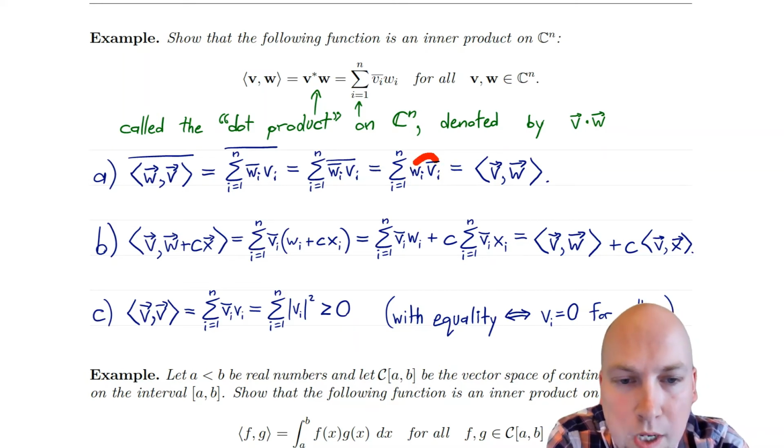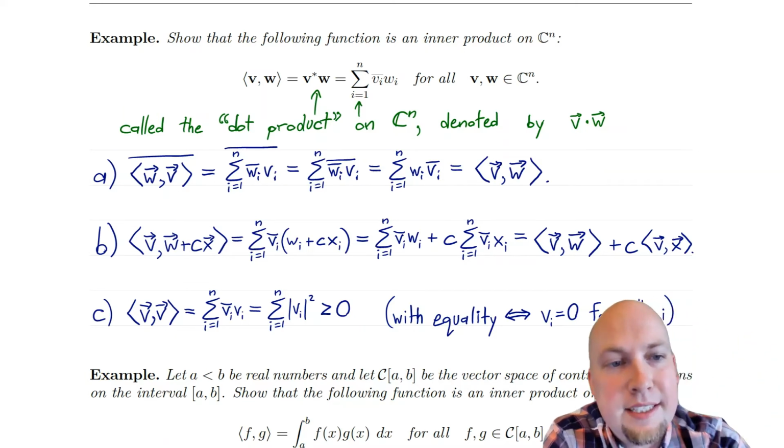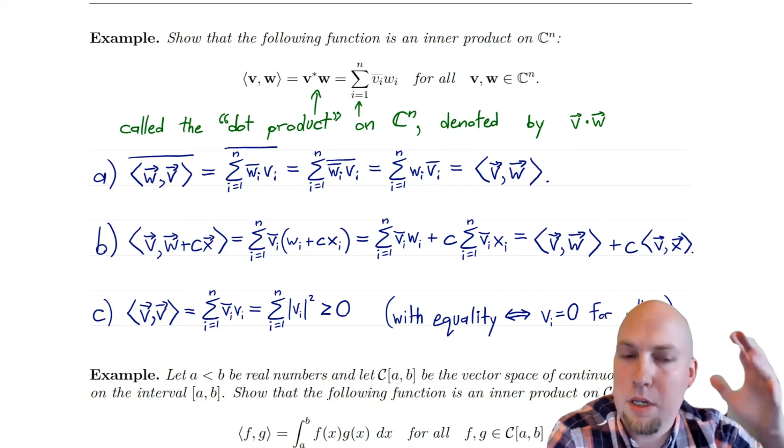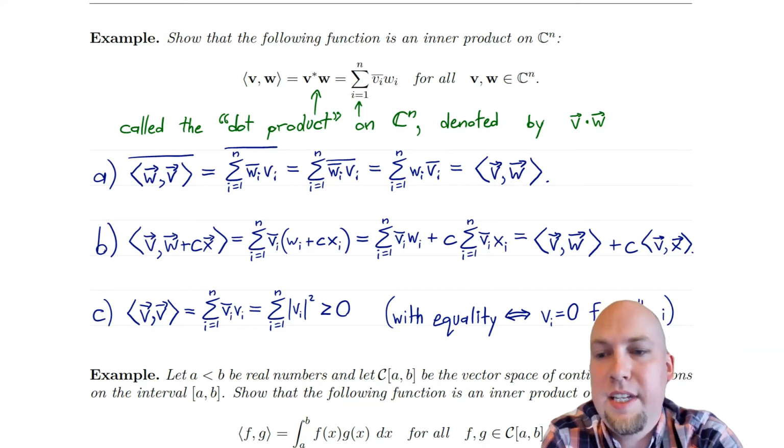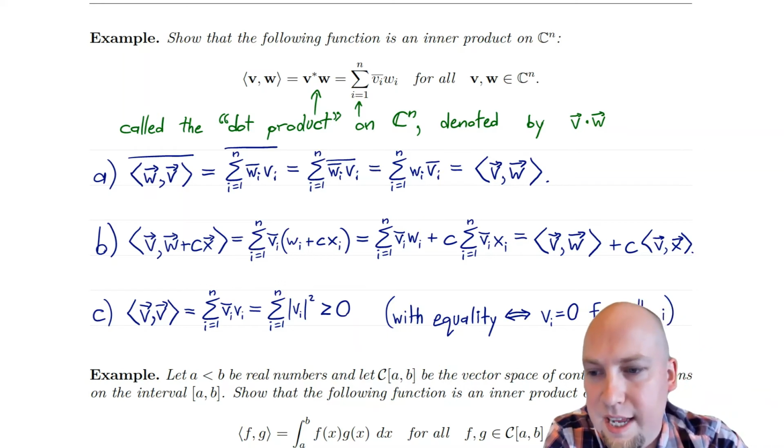And if you just swap the order of the terms here, so you have vi bar times wi, you see this is exactly the complex dot product itself. It's the inner product that we started with. So yeah, this left-hand side does equal the right-hand side, so we're happy with that. Okay, property A is satisfied.